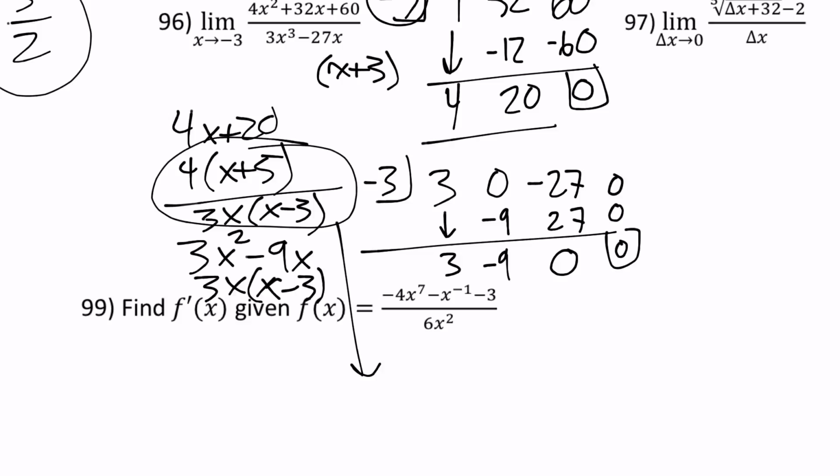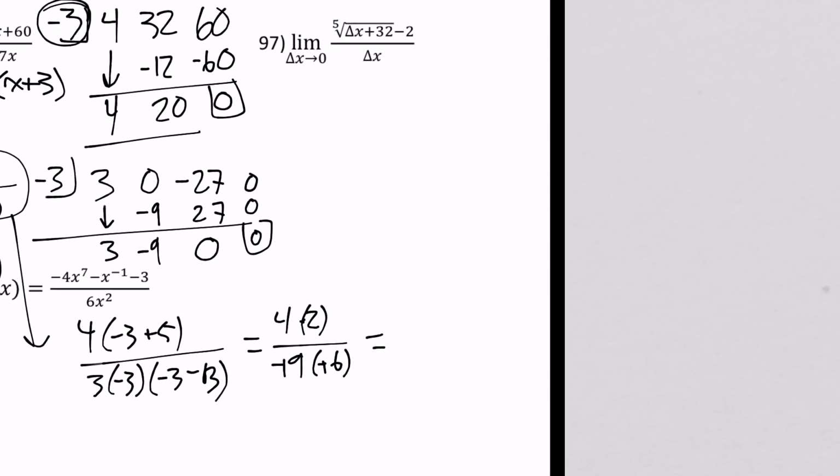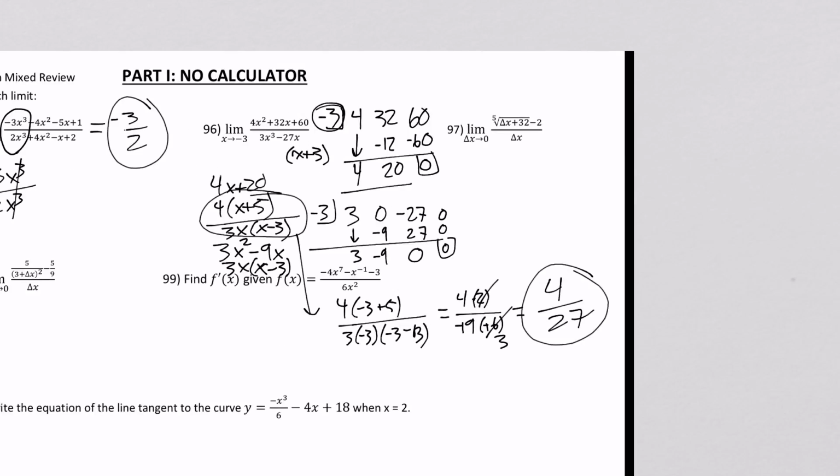So if I plug in -3 at the top, 4 times -3 plus 5, bottom 3 times -3 times -3 minus 3 gives us some stuff. So 4 in the top, -3 plus 5 is 2. So 4 times 2 in the top. Over in the bottom, 3 times -3, let's call that -9. And then -3 minus 3 is -6. So I've got a double negative, so that will cancel. What is left? Well, I've got a 2 and a 6. That'll leave me a 3 in the bottom. So I've got 4 over 9 times 3 is 27. That was totally a weird way to do that problem.